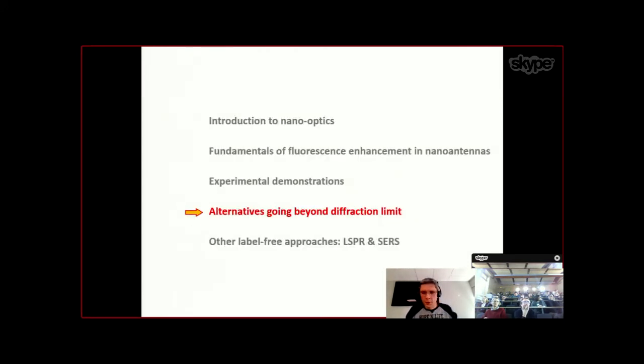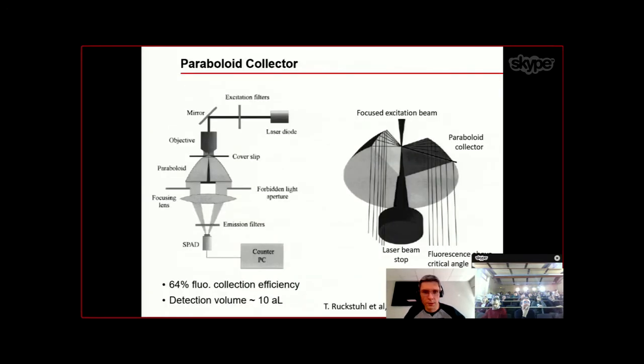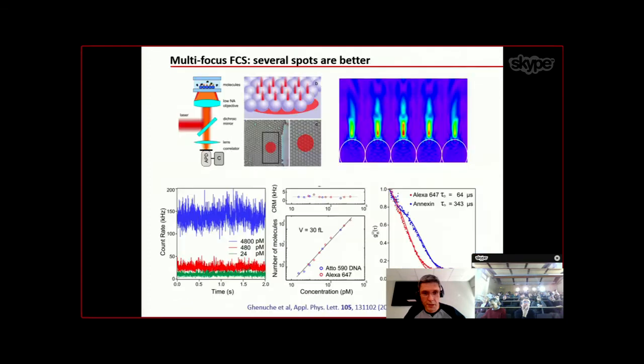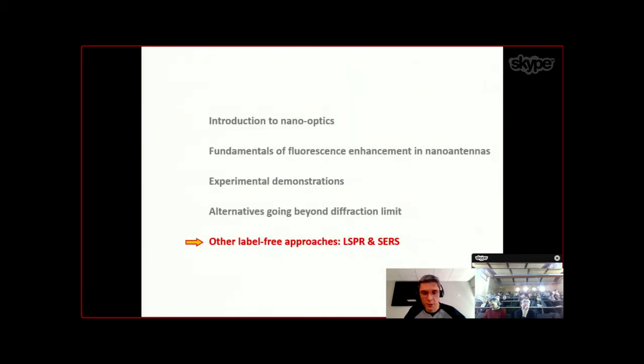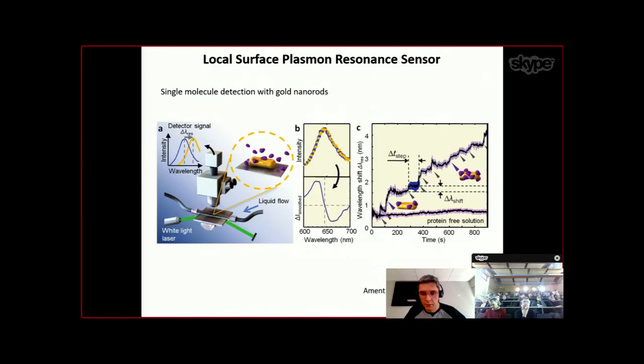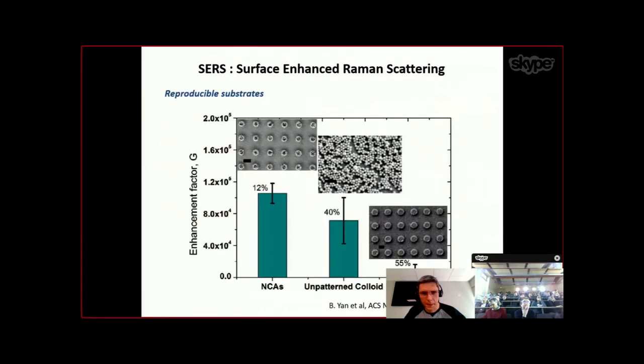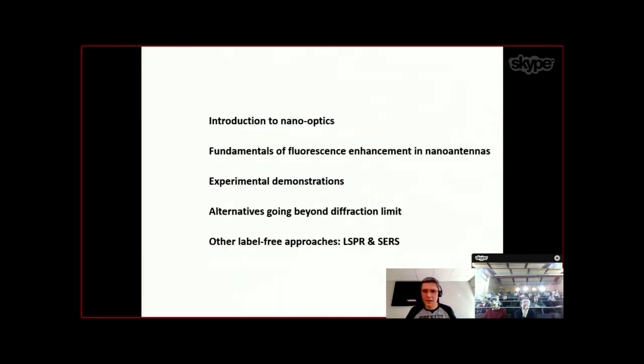Okay, alternatives, I don't go into that. If you're interested, you can see the PDF, you can send me an email. You have nanoholes, you have microspheres, you have even endoscopes with single molecule sensitivity, plenty of things that you can do. You can increase the volume. You can do sensing down to the single molecule. So this is label-free single molecule, group of Carsten Sönnichsen, a pretty promising system also. And SERS is still not dead, okay? So don't forget also about SERS. If you want to do single molecule, it's still possible to do this and label-free. So there's not only fluorescence in life. Okay, that's it. That was the menu.